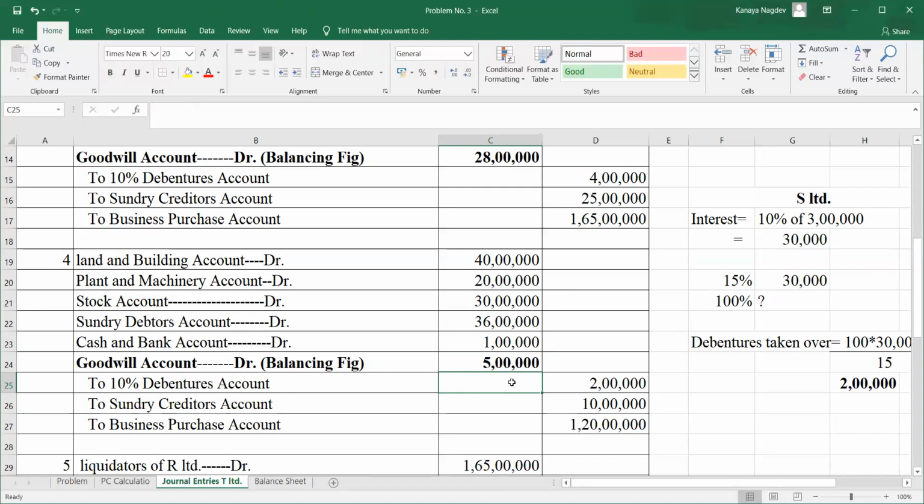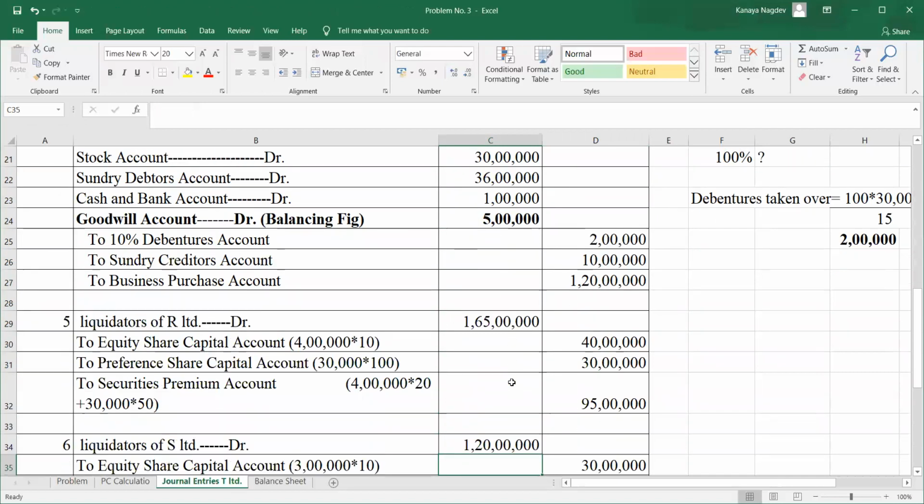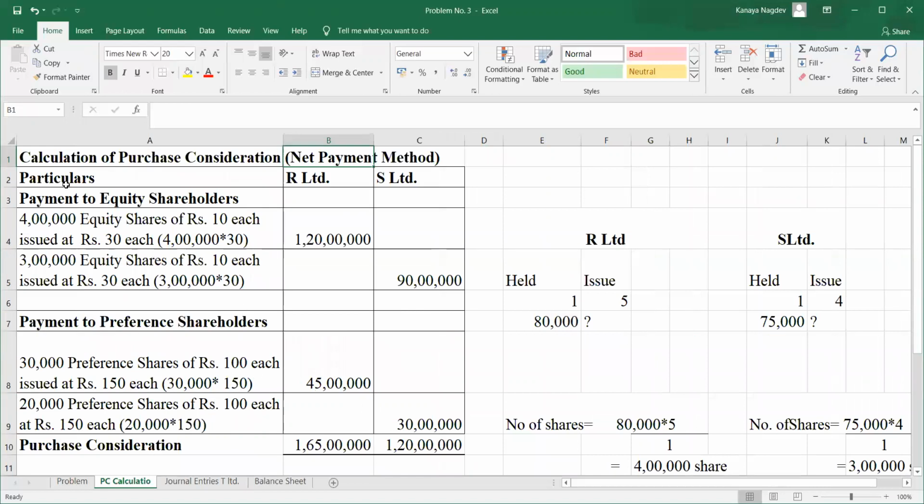Thereafter, we will see the settlement of PC. Now, PC is settled in case of both the companies by giving equity shares and preference shares. So liquidators of R Limited account debit 1 crore 65 lakh to equity capital. Always remember, capital is credited with the face value: 4 lakh multiplied by 10. The 4 lakh number we calculated while calculating the amount of PC. So 4 lakh multiplied by 10 is our equity capital. Preference capital is 30,000 multiplied by 100. This number is there in our PC statement. If you check, this number is there with you. So always multiply with the face value, here it is 10 for equity and 100 for preference.